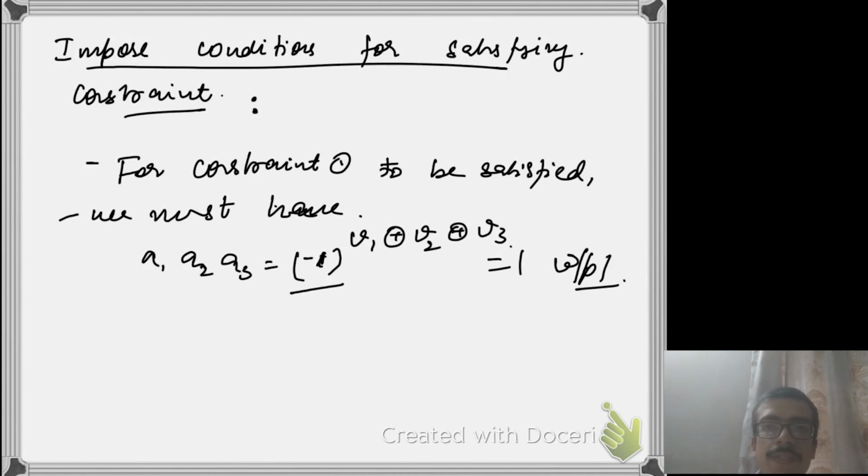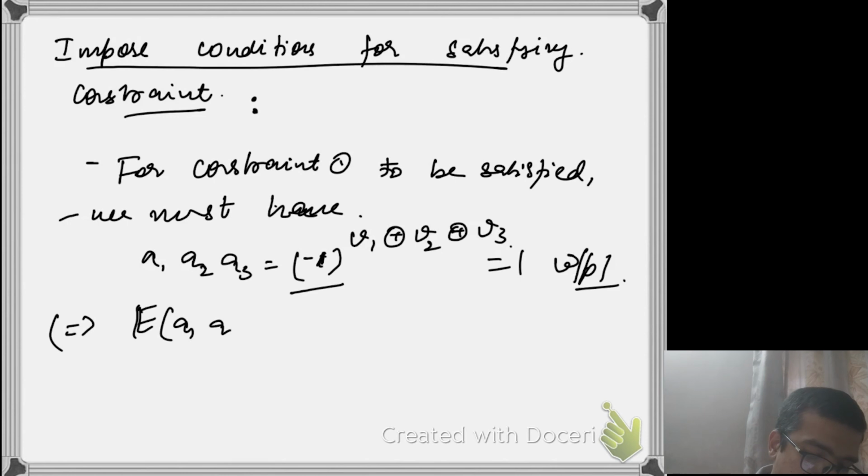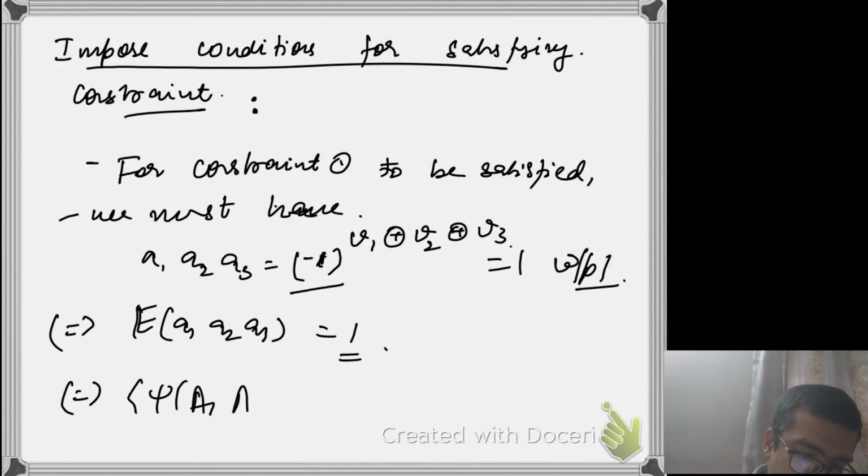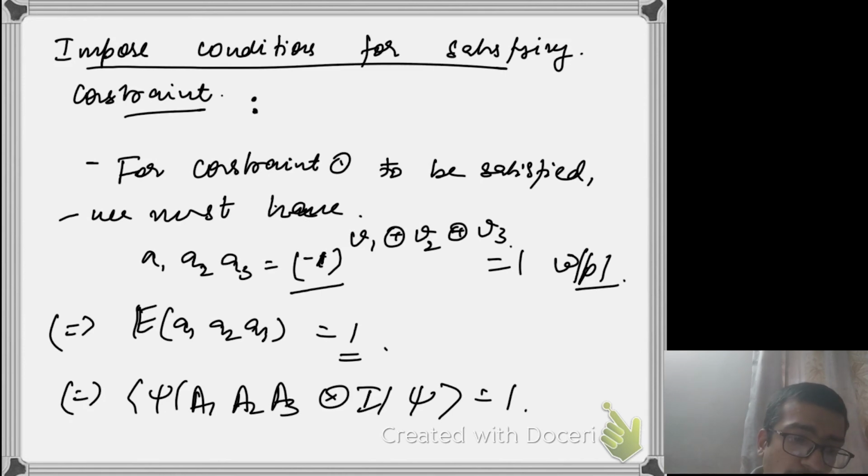Because for constraint 1, we require that the variables sum to 0 modulo 2, and -1 to the power 0 is 1. Another way to say it is that the expected value of A1, A2, A3 is going to be 1, because these are plus minus 1 valued. So whether the expectation is 1 or whether it is 1 with probability 1, these are two equivalent ways to say the same thing. And this expectation is going to be 1 if psi, A1 A2 A3 tensor I, psi equals 1. Now what does this mean?